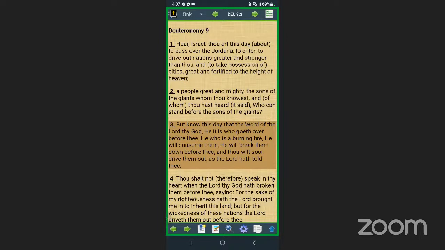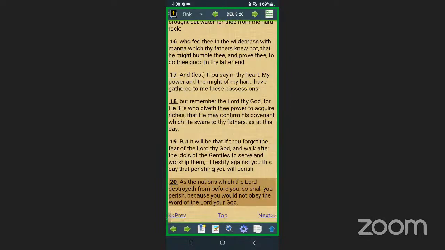But know this day that the word of Yahuwah your Alua, he it is who goes over before you, he who is a burning fire. He will consume them. He will break them down before you. You will soon drive them out, as Yahuwah has told you. Yeah, I definitely agree with the Onkelos one the best for that verse.